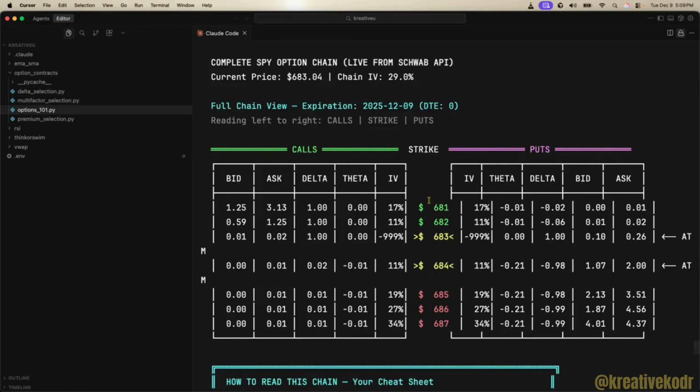The higher you go, the further out of the money you go. If you're going up, these are for calls. And if you're going down, these are for puts. Normally, but now it's right and left. So if we're looking at 683 has negative 999, we probably do not want this contract.